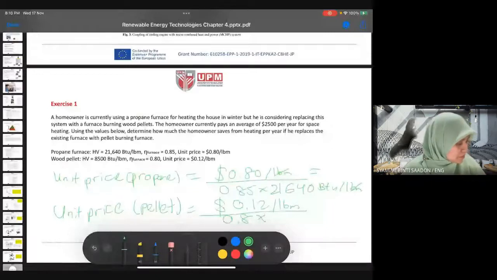And then the other one is unit price for pellet, wood pellet, okay, by using the biomass. Okay, so again the same, the unit price of wood pellet is 0.12 per lbm, and the efficiency is 0.8, and then the heating value is 8,500 BTU per lbm also. Okay, so you can just calculate using calculator how much the value of both of these unit prices. So just calculate first.